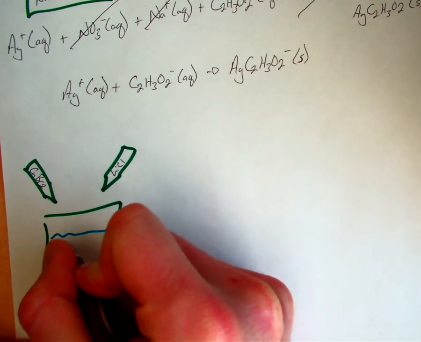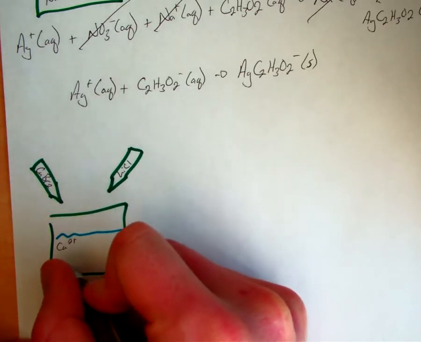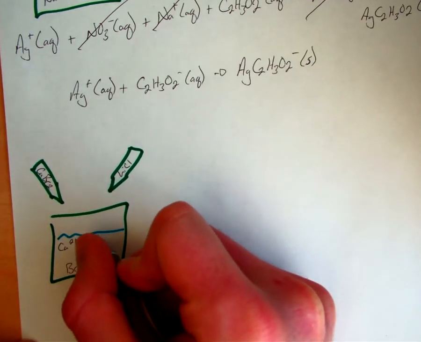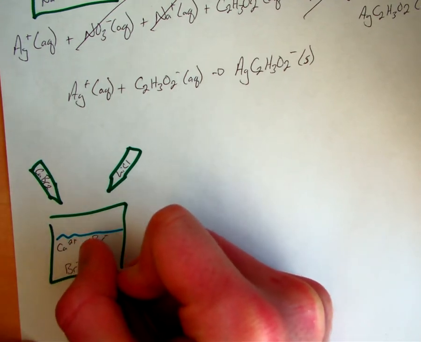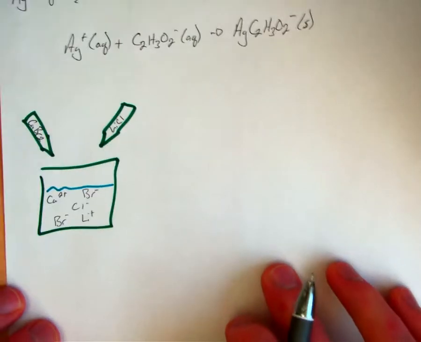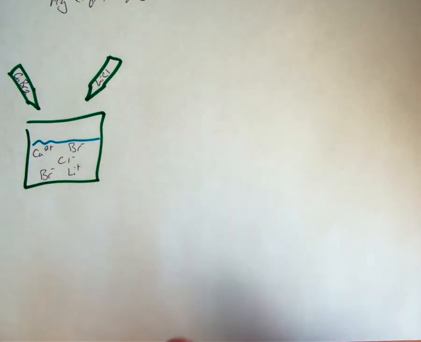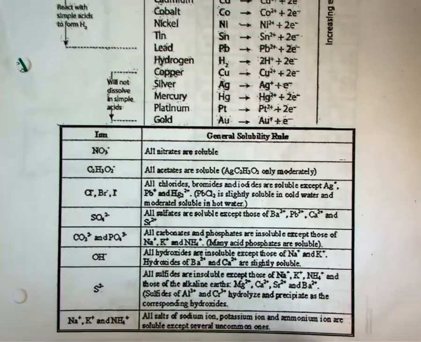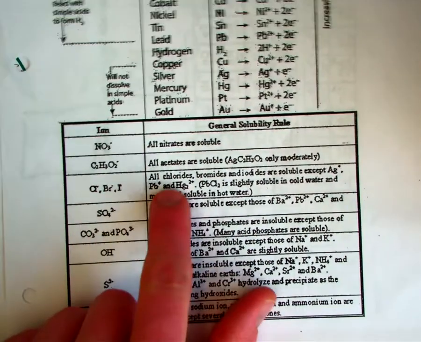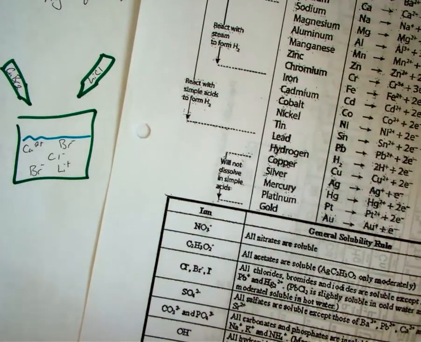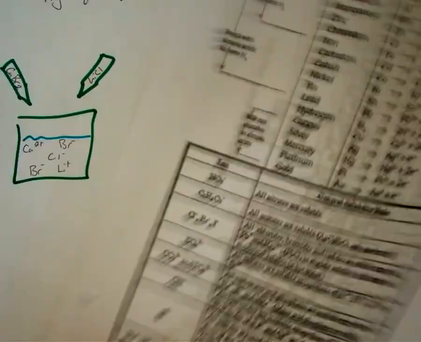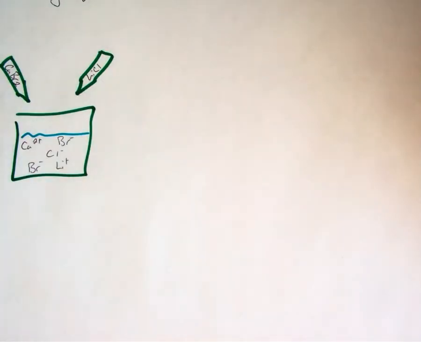Calcium will separate into its charge. Bromine, lithium, chlorine. Now, as they interact with one another, none of these, according to our solubility rules, are very attractive to one another. As we can see, all chlorides are soluble, all bromides are soluble. So chlorine and bromine are not going to want to boogie much with calcium or lithium if given the opportunity.